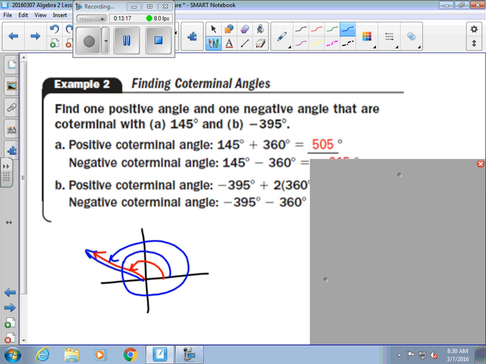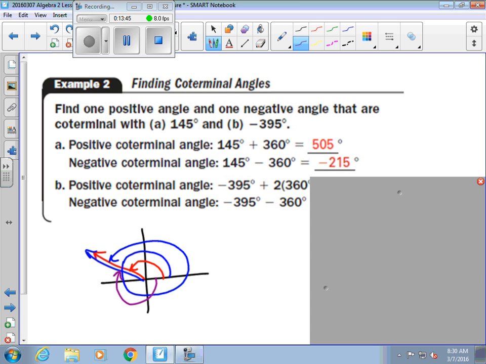What about for a negative one? What if we go negative? What if we open here and we go this way? How would we find that measurement? Instead of adding 360 to it like we did for the first one, you simply subtract 360. This goes back to what we looked at on the bell work. So 145 minus 360 is negative 215.